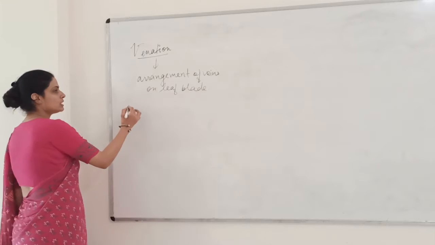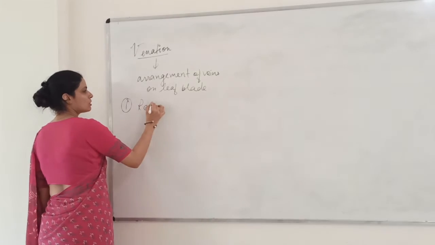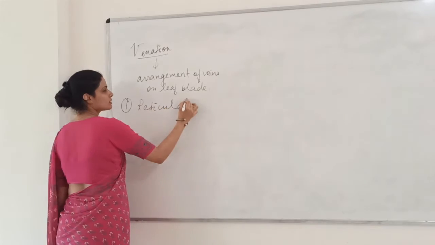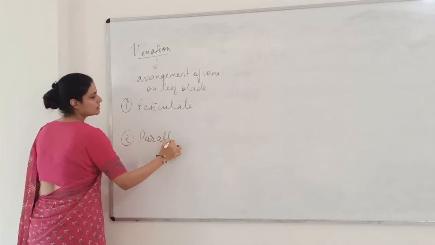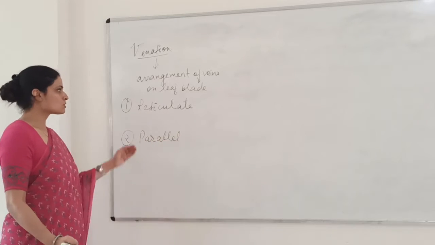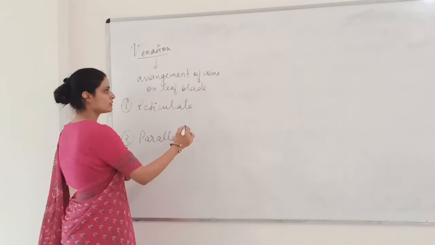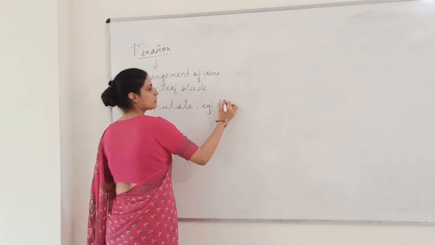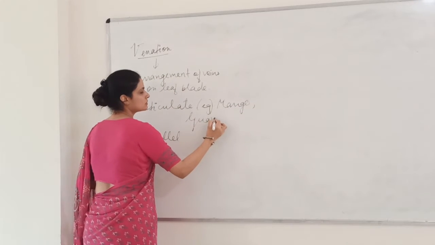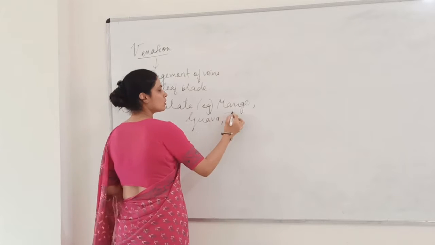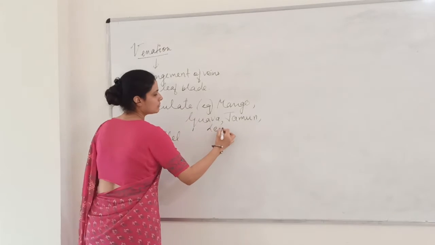Generally we have two types of venation. The first one is reticulate venation and the second one is parallel venation. So what is reticulate venation? You must have seen the leaves of mango, for example mango leaves, your guava, it can be your jamun, or it can be lemon.